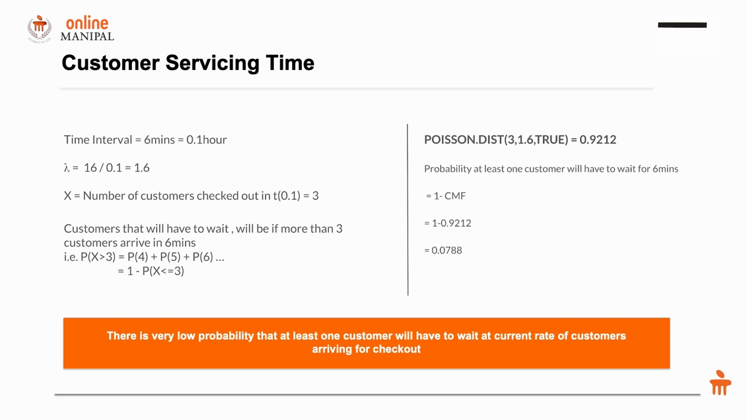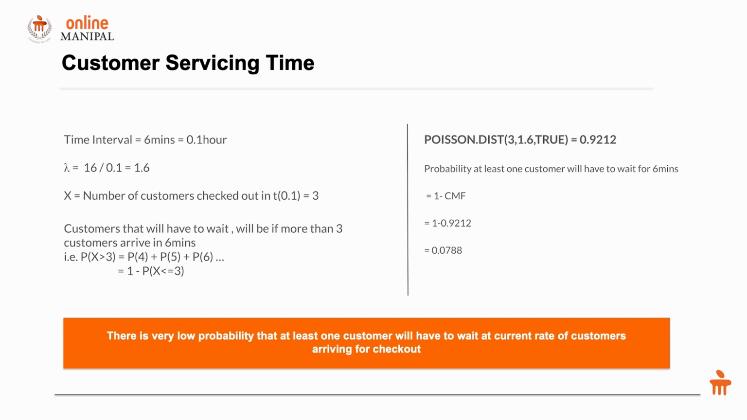How do we calculate the probability of 3 or fewer customers arriving? We use the Poisson distribution formula, where the first parameter is the number of customers, which in this case is 3. The second parameter is the mean value, which in this case is 1.6. And then again we use true as the parameter, which results in the value of 0.92.